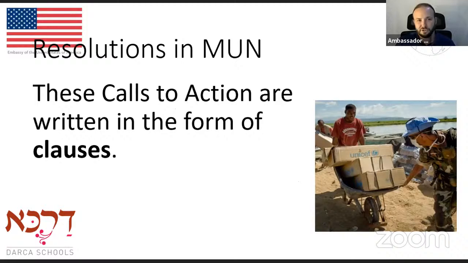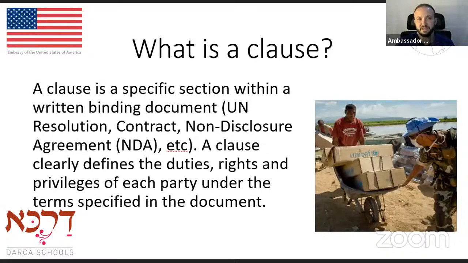So resolutions in MUN are the calls to action written in the form of clauses. A clause is a specific section within a written binding document, like a UN resolution, but also like a contract. If anyone here has signed a house or rental contract or an employment contract and read them, this is the same idea. A clause clearly defines the duties, rights, and privileges of each party. In this case, what the UN committee is going to do in relation to the world.